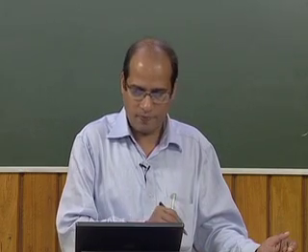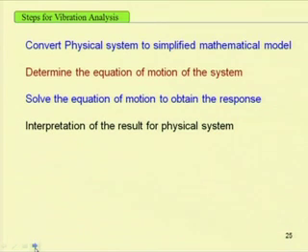Given a physical system, these are the steps one can follow to find the equation of motion or to study the system. First, one has to convert the physical system to a simplified mathematical model, then determine the equation of motion of the system, then solve the equation of motion to obtain the response, and finally, interpretation of the result for the physical meaning of the system is required. During this course on nonlinear vibration, we will carry out all these 4 steps to study different systems.